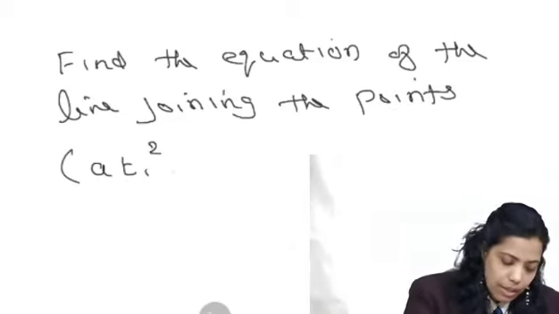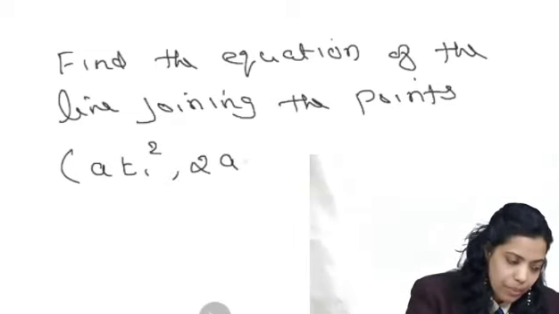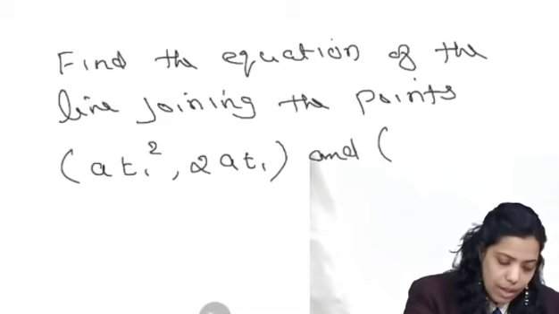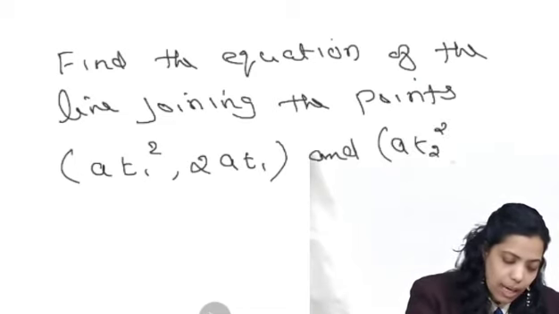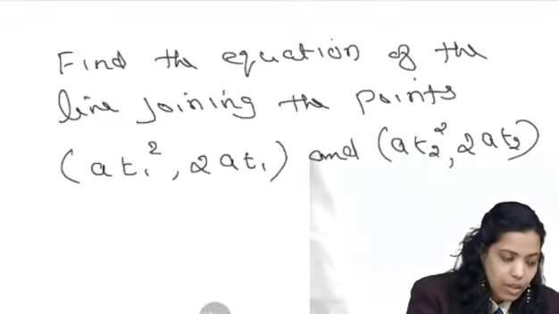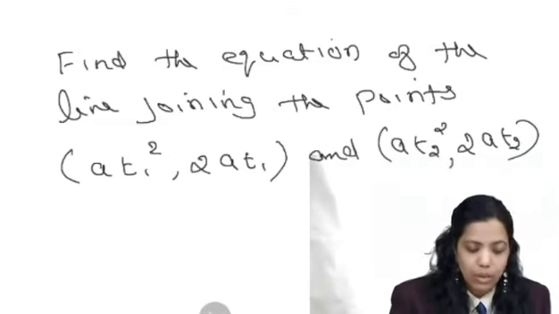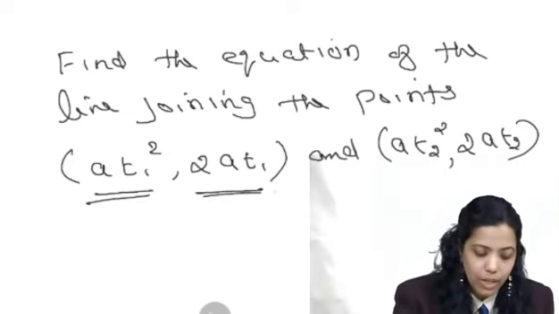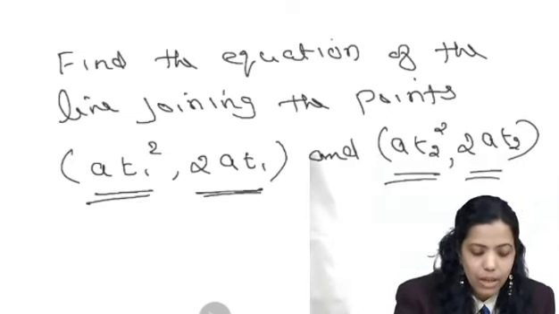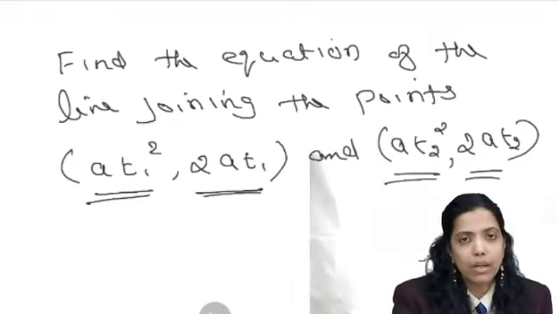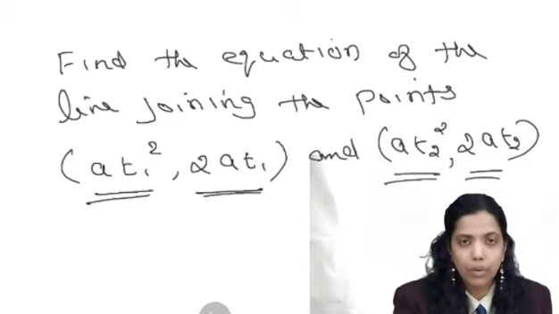Say (at1², 2at1) and (at2², 2at2). So here it is given, the coordinates of 2 points are given, say P and Q. So we can denote them over here as (x1, y1) and (x2, y2), and you can go ahead with that 2-point formula.